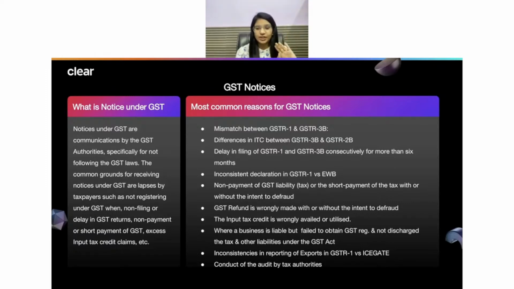99.9% we can always avoid that. But can there be any reason where there would actually be a discrepancy? Yes, there are two reasons when there will be a discrepancy. One reason is because of a credit note.